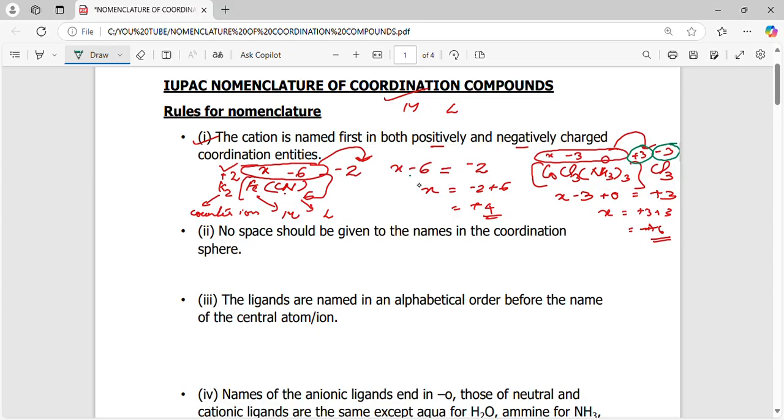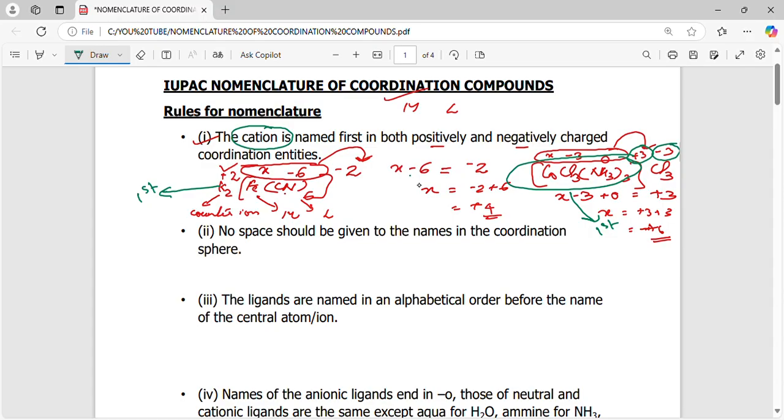Whether the coordination sphere is a cation or an anion, when you start writing the name of a coordination compound, always start writing from the cation onwards. The cation is named first. In the first question, you start by writing the name of potassium first. Don't write the name of the coordination sphere first because it is negatively charged. In the second example, you start writing the name of the coordination sphere first. Don't start with the counter ion. Got it? So the name can start with either the counter ion or the coordination sphere, depending upon the charge.